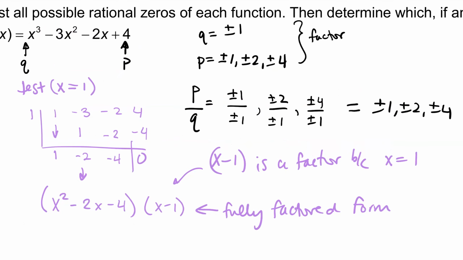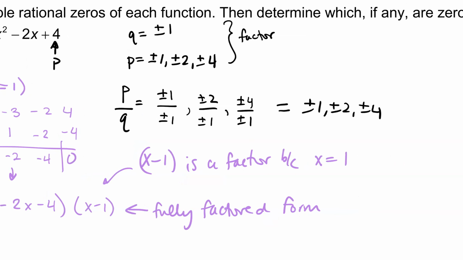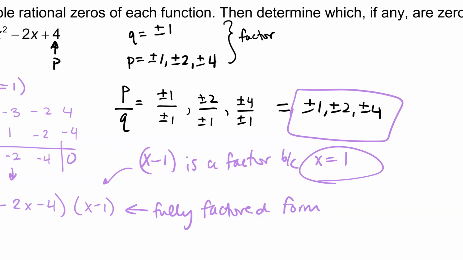So it wants us to list all the possible rational zeros, then determine which of them are zeros. So this was listing them, and this is the actual zero.